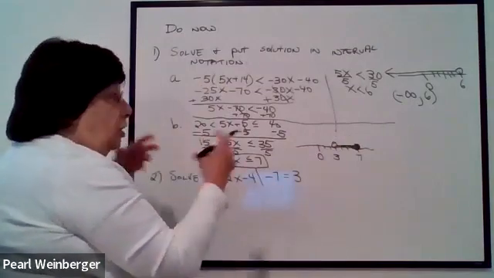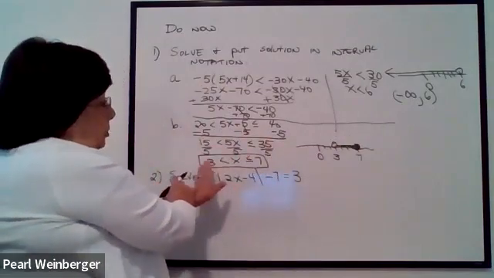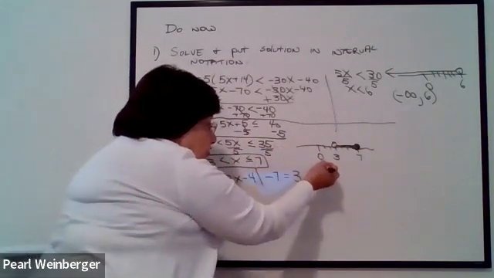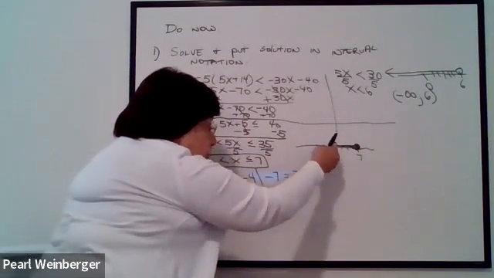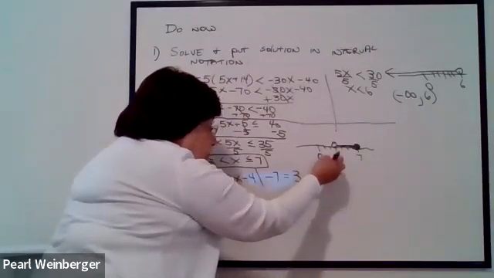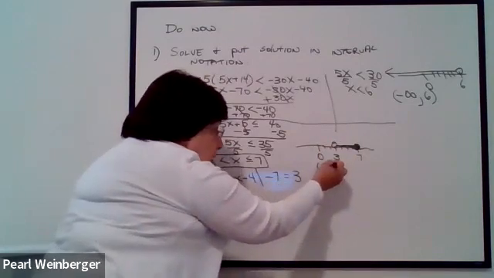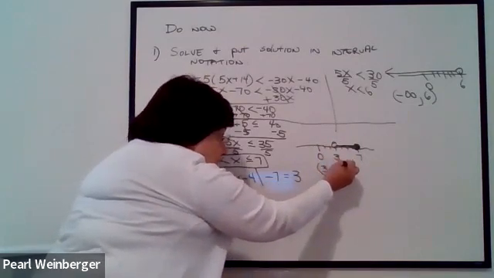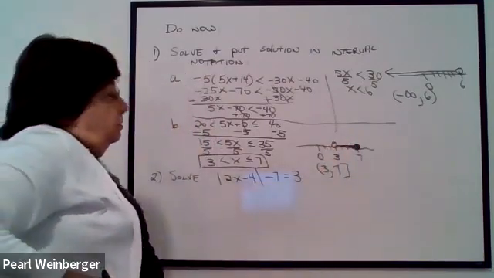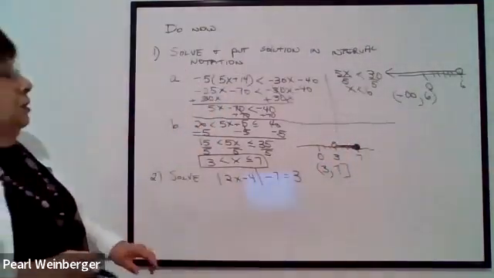It doesn't go to infinity. It just goes between 3 and 7. In interval notation, it's going to be in parentheses by the 3 because that's an open circle. And here's my 7 with a bracket because the 7 is included. There's a closed circle by 7.